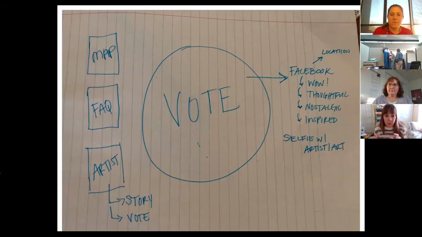On the vote button, it connects to Facebook so that you can take a selfie with the artist or the art, which helps the voter engage with the artist and the art. It also shows your location if people want to know where the art is. And instead of giving just a blanket yes or no vote, it allows you to click on different emojis, also Facebook-like-ish. Some of the emotions that we thought could be displayed would be like, wow, this art's making me feel thoughtful or nostalgic or inspired, and there can be a wide range of emotions that people could ascribe to the art.